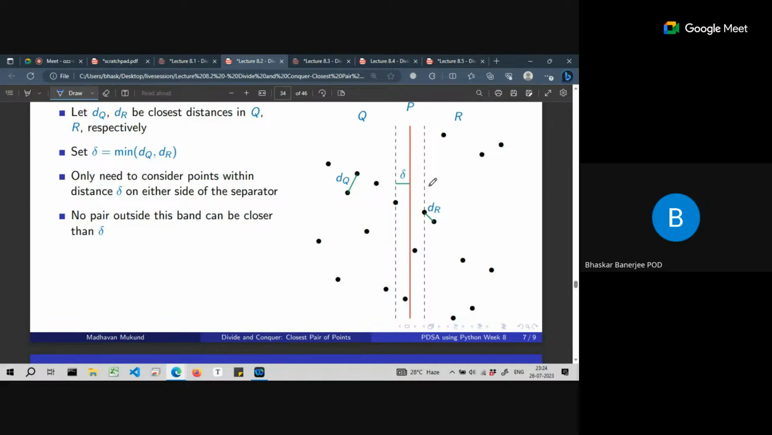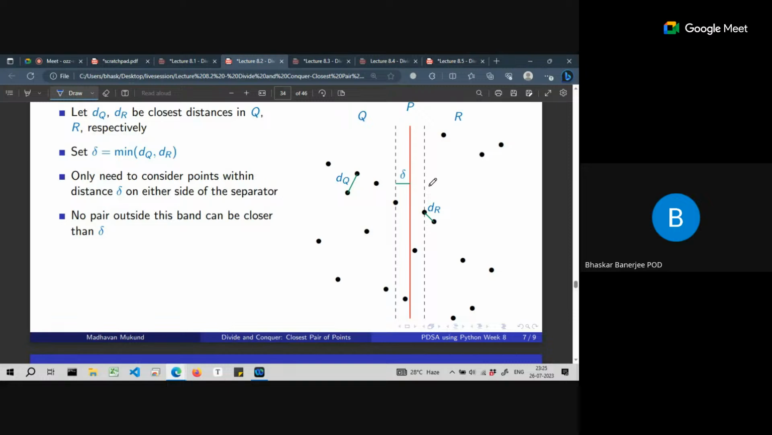And in the merge phase, the non-recursive phase, you have to take care of those elements which are very close to each other but belong to two different halves, and that's why their distance was not considered while finding the minimum distance. Like in this case dq and dr, as you can see in the diagram, dr is lesser, but I might have a pair of points which is actually lesser than dr also, right? But I'm not considering that.